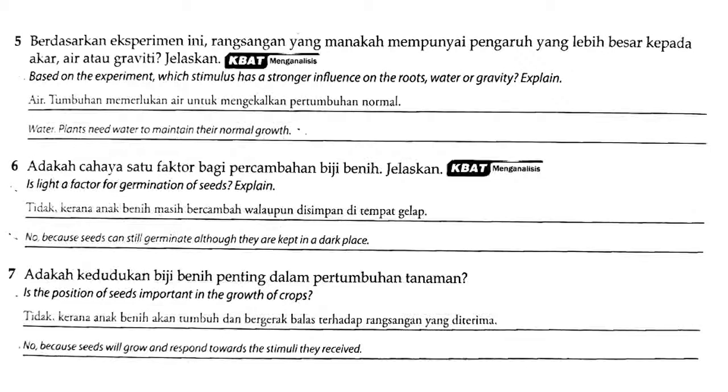5. Based on the experiment, which stimulus has a stronger influence on the roots, water or gravity? Explain. Water. Plants need water to maintain their normal growth. 6. Is light a factor for germination of seeds? Explain. No, because seeds can still germinate although they are kept in a dark place. 7. Is the position of seeds important in the growth of crops? No, because seeds will grow and respond towards the stimuli they received.